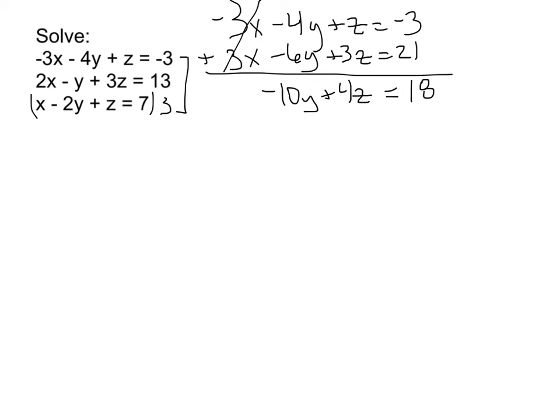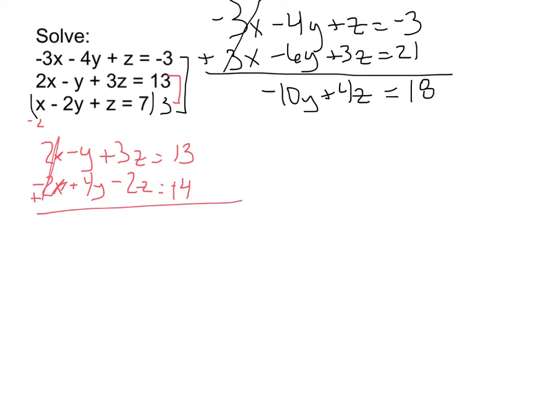Now I will do the same with the second equation and the bottom equation. This time I'm going to multiply that second equation by negative 2, so that way the coefficients of x line up to be opposites for elimination. So the middle equation I keep exactly the same. The bottom equation becomes negative 2x plus 4y minus 2z equals negative 14. I add, the x's cancel. I get 3y plus z equals negative 1.